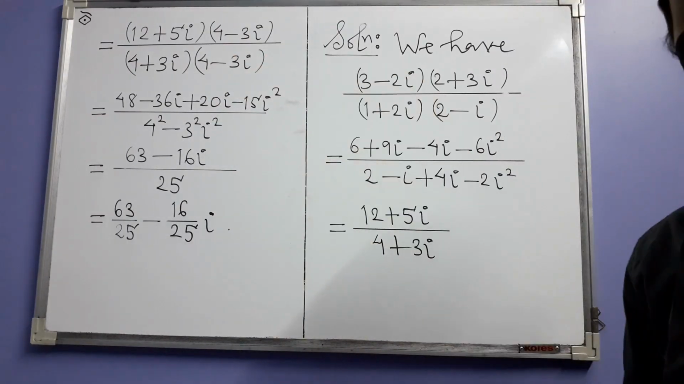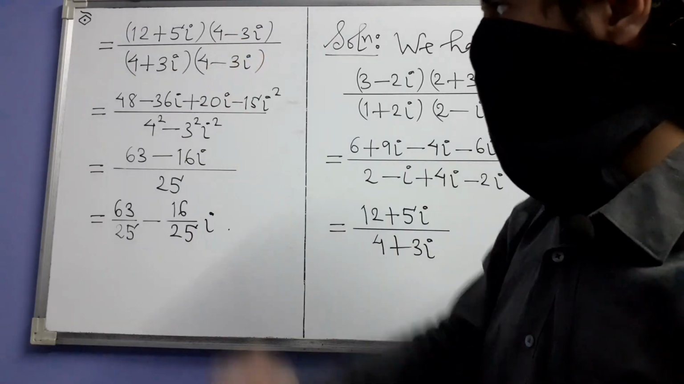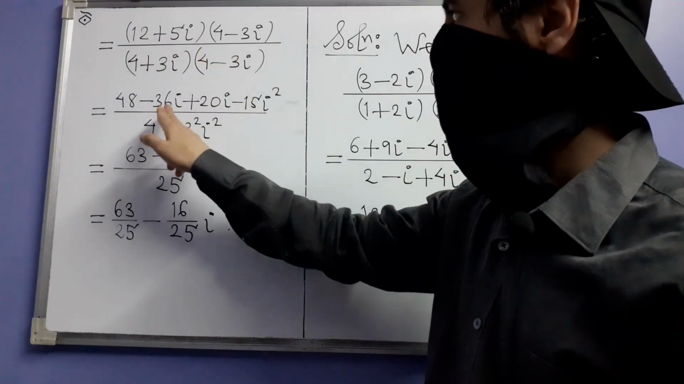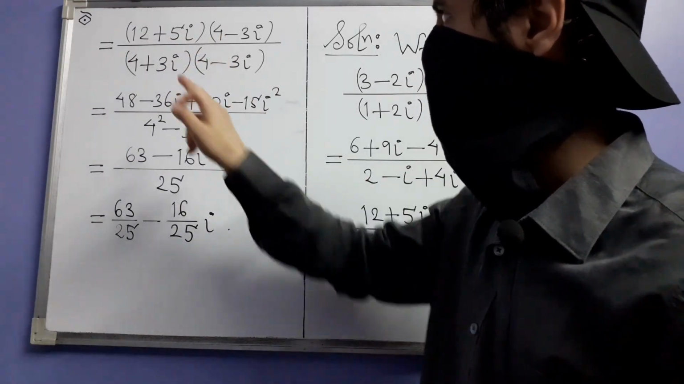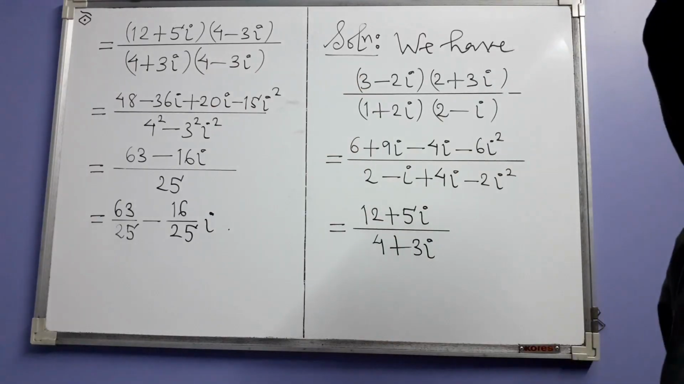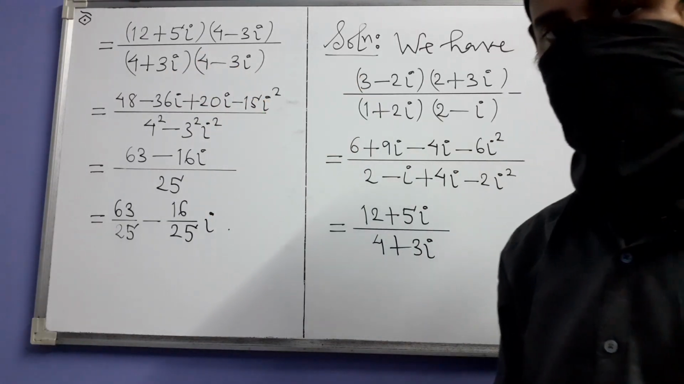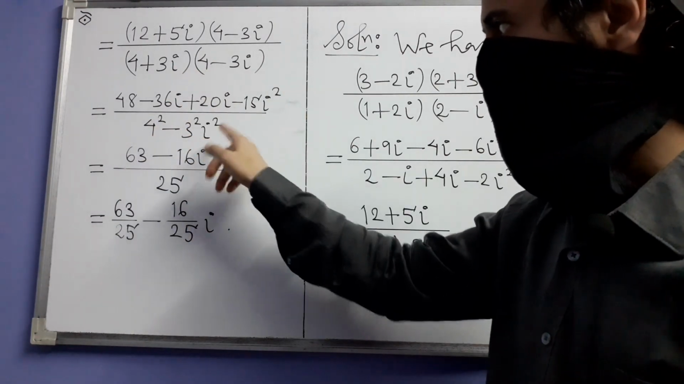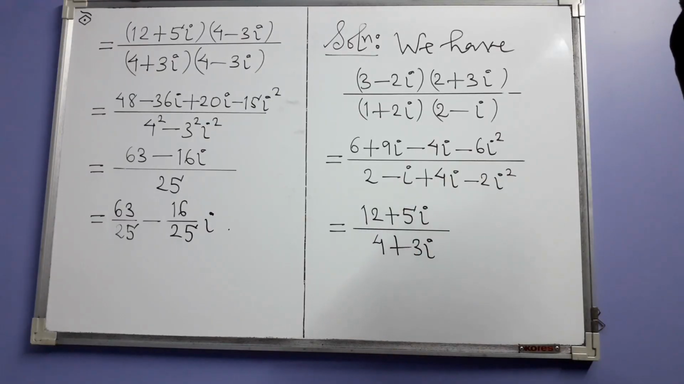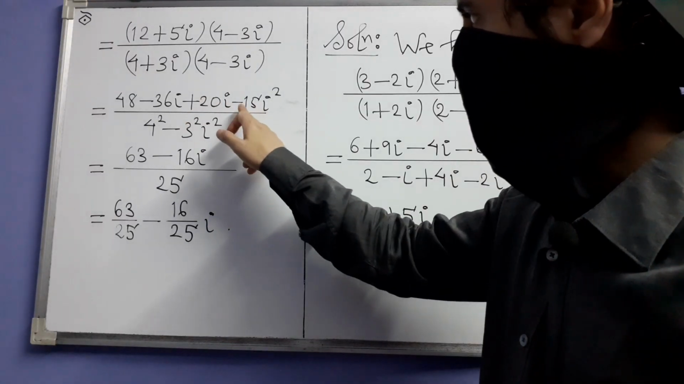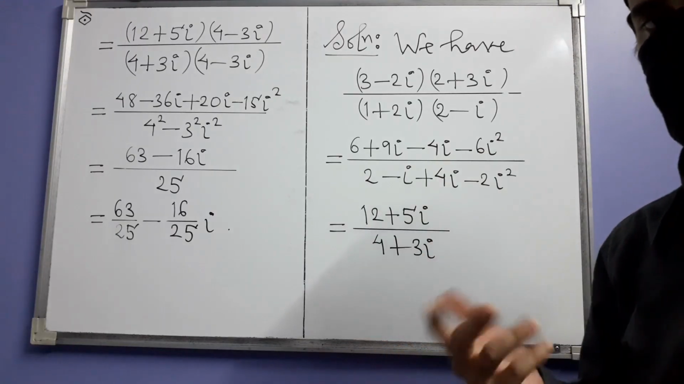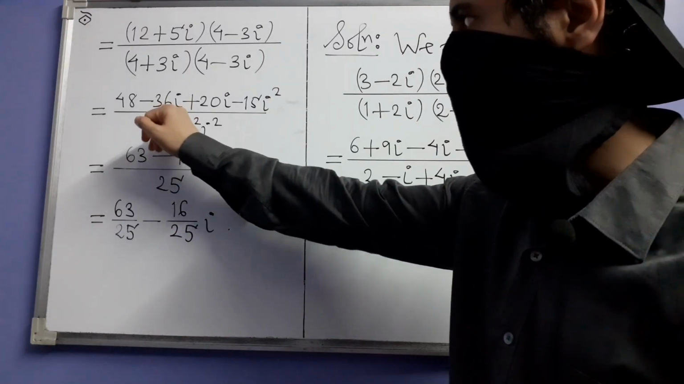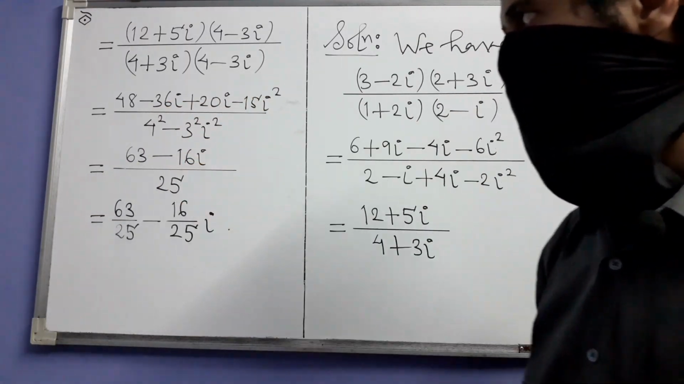And then we go through a similar calculation. So here also we do the multiplication. 12 times 4 is 48, minus 36i, plus 20i, minus 15i square. And the denominator is easier to calculate because of a square minus b square. So 4 square minus 3i whole square, so 3 square i square. So here minus 15i square would be plus 15, and so that plus 48 is 63, and here minus 36i plus 20i is minus 16i.